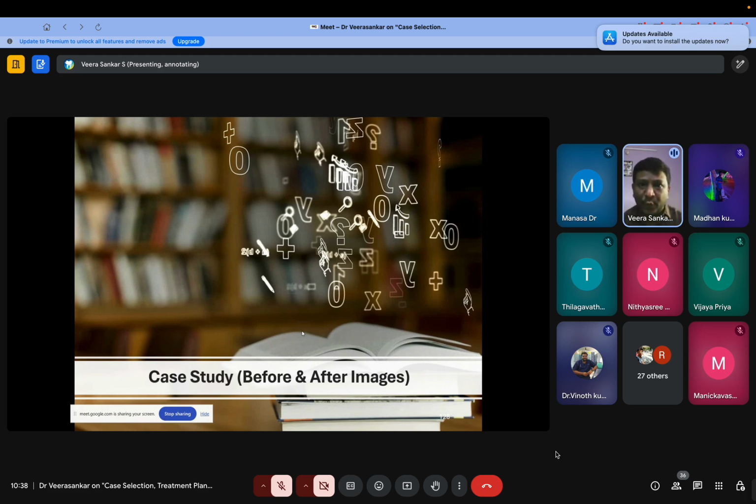So we'll discuss the cases, before and after images. I personally wanted to tell you that I am not sharing the extraoral images of the patient because I have not obtained the consent for projecting those extraoral images. So here I will show only the intraoral images of pre and post, and I will discuss what plan has been done for the patient.